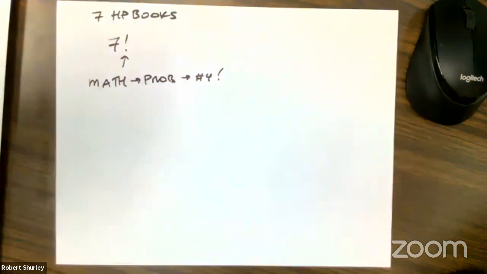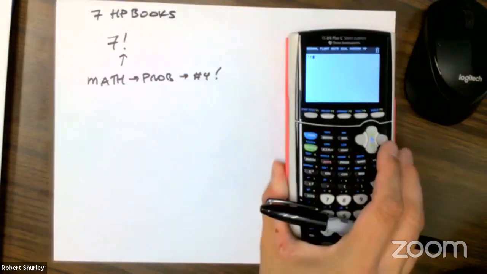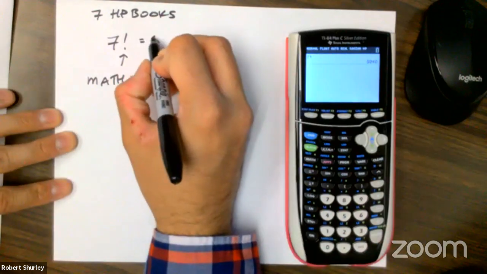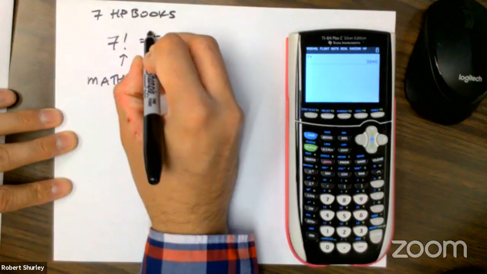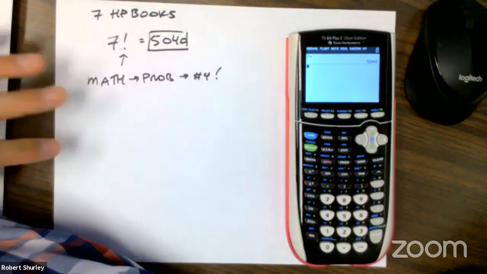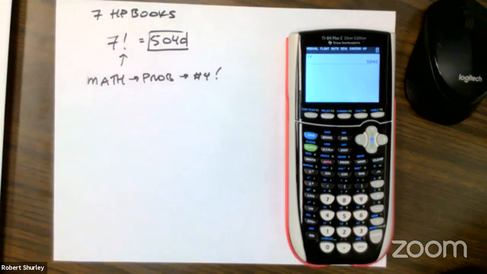I wish this showed up better. I know this is just the camera being kind of goofy. But when I hit enter, it's 5,040. Okay. So there, which is crazy. There's 5,040 different ways to order anything with 7.